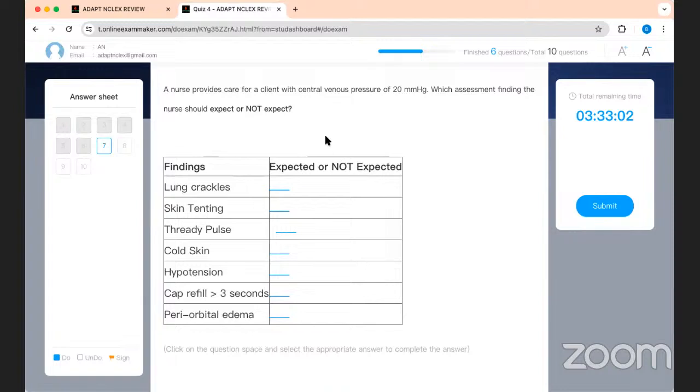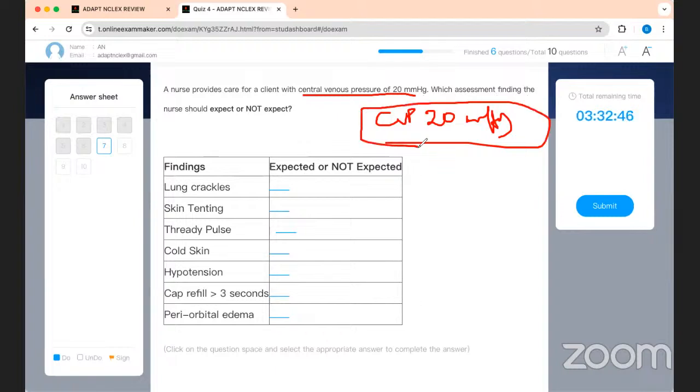Okay. And the nurse should expect or not expect, right? Buzzwords are going to win the day, right? CVP, central venous pressure of 20 millimeters of mercury. What does that mean? Who knows what it means? If I tell you the patient's CVP is 20, what does that mean? Is it a high or a low central venous pressure? This is a high central venous pressure. Oh, that's all the question is asking me.